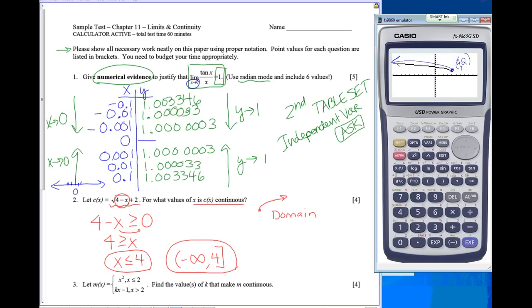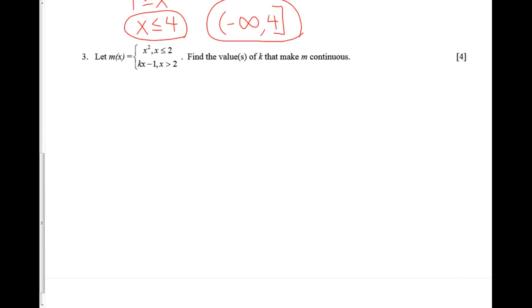All right. Moving down here to number 3, it says let m of x equal x squared when x is less than or equal to 2, or kx minus 1 when x is greater than 2. So that's a piecewise function. I'm supposed to find the value of k that would make m continuous. So I want a continuous function, and I'm supposed to find this value of k. What number would work in there to make this continuous? Well, let me think about what I know about this function first of all.